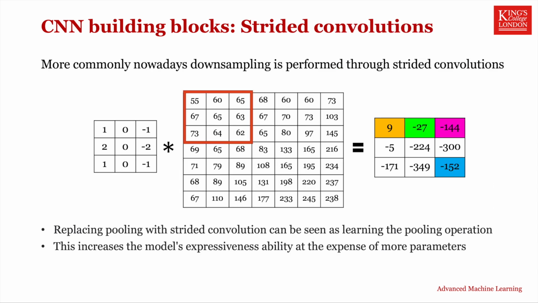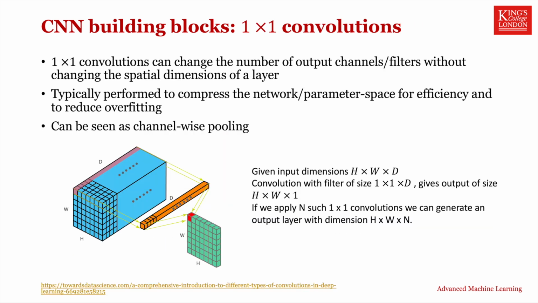More commonly nowadays, however, downsampling is performed through strided convolutions, for example, as follows. This is because it's felt that this increases the model's expressivity, as it can be seen as learning the pooling operation. The slight downside being that the network then needs to learn more parameters, which might be a problem if the dataset is small. Another trick that you might see is the use of one-by-one convolutional blocks.